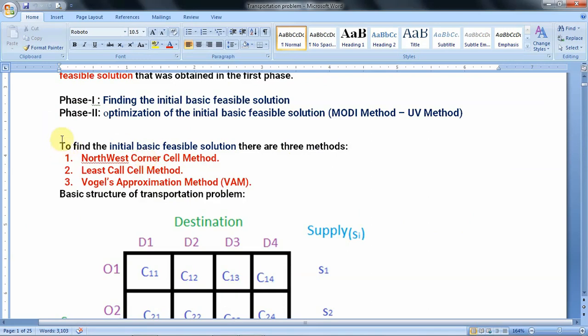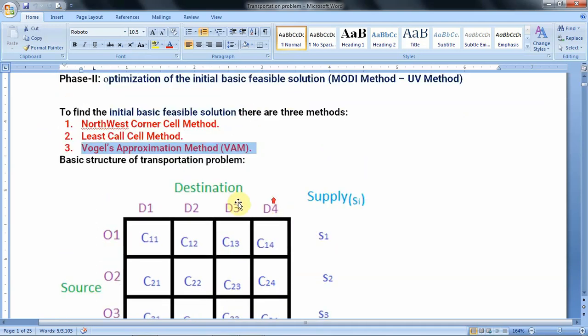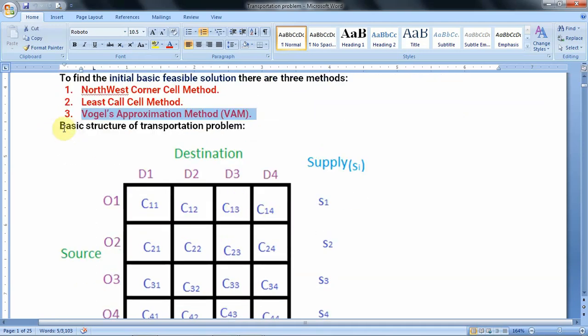So, to find the IBFS, there are three methods. The first one, northwest corner cell method. Second one, least cost cell method. Third one, Vogel's approximation method, VAM, or penalty method.